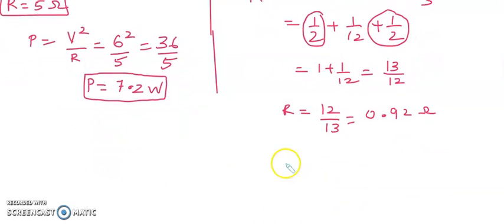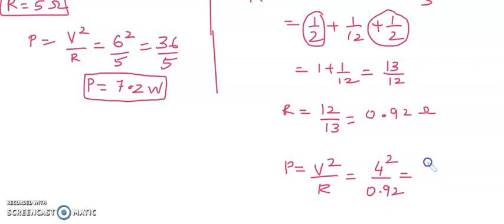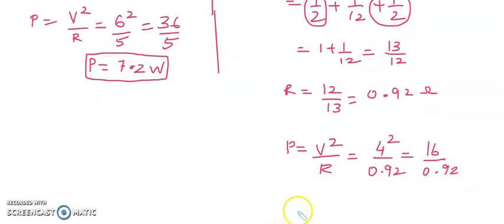Right? Now, the power. Power is again V square by R. In this case, V is 4. So 4 square by 0.92, which is 16 by 0.92, which is approximately equal to 16.6 watt.